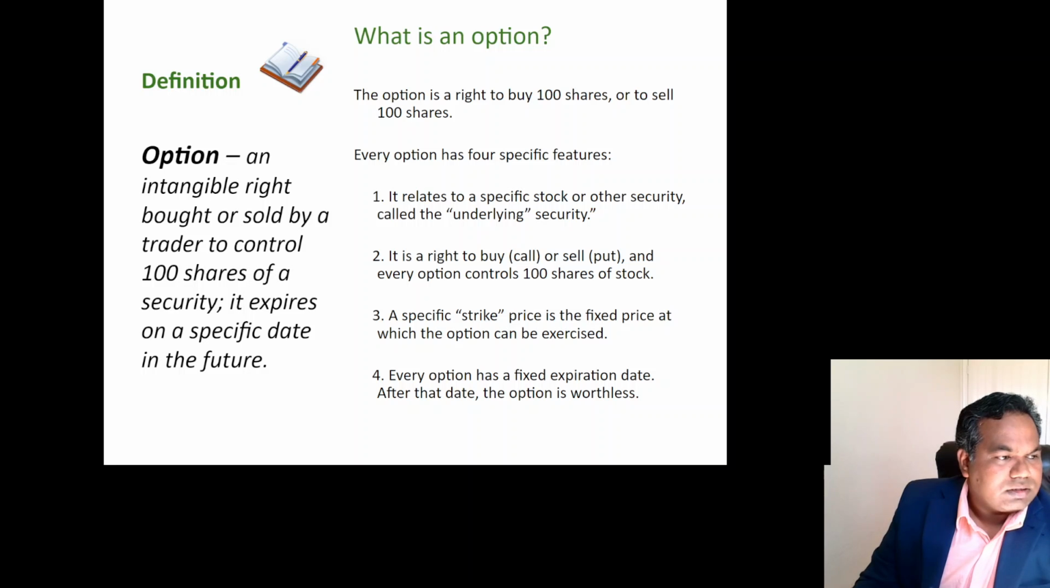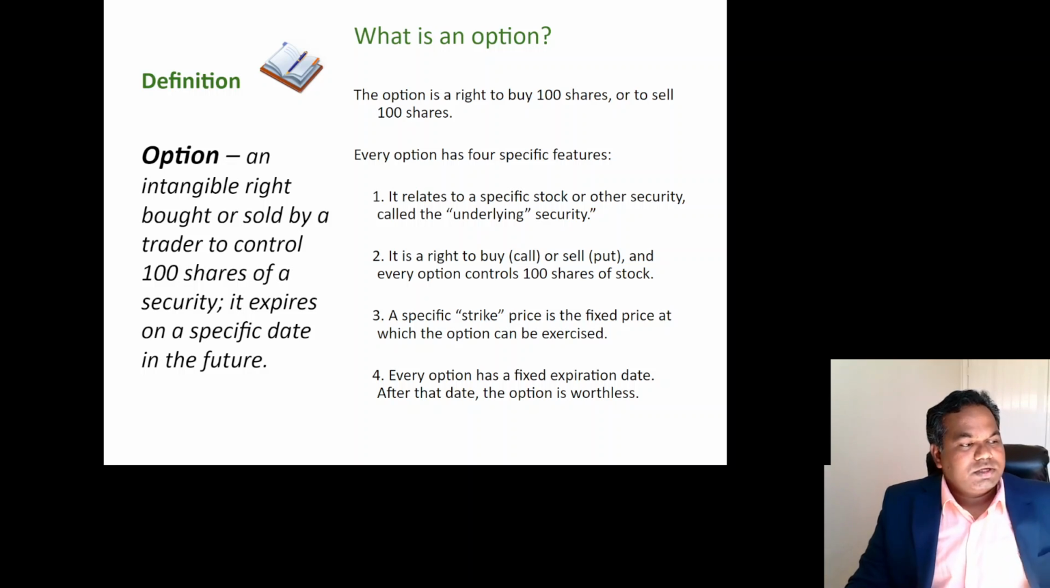There are four features of an option. One is that it relates to a specific stock, meaning you can buy an option on a particular stock. Second, it's the right to buy, a call, or sell, a put. Every option covers 100 shares. What does that mean? You can buy one contract, which gives you the right to buy 100 shares if a particular stock price reaches a particular range.